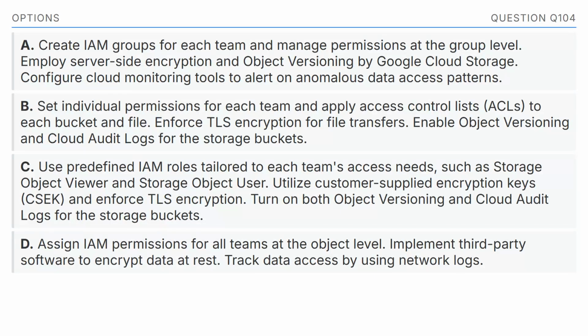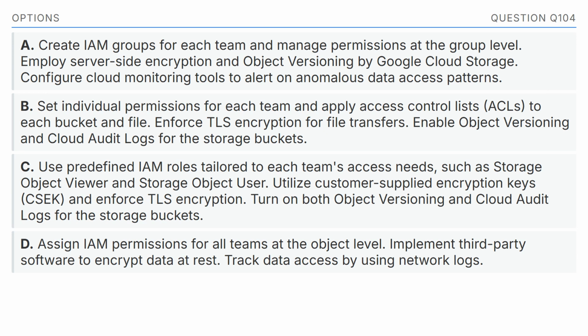The options are: Option A, create IAM groups for each team and manage permissions at the group level. Employ server-side encryption and object versioning by Google Cloud Storage. Configure cloud monitoring tools to alert on anomalous data access patterns.